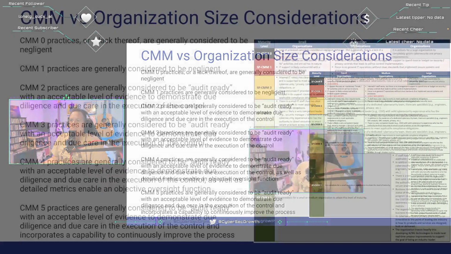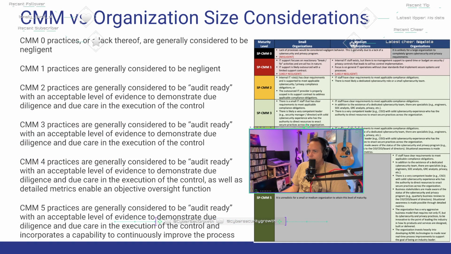Okay, CMM5. Now we're getting up there. Continuously improving. Oh, so before we move on to 5, 4. You're a fairly mature security organization. You've got metrics. You're able to produce those on a regular basis. Sounds like you've got some thoughtful program management in your security and privacy program.